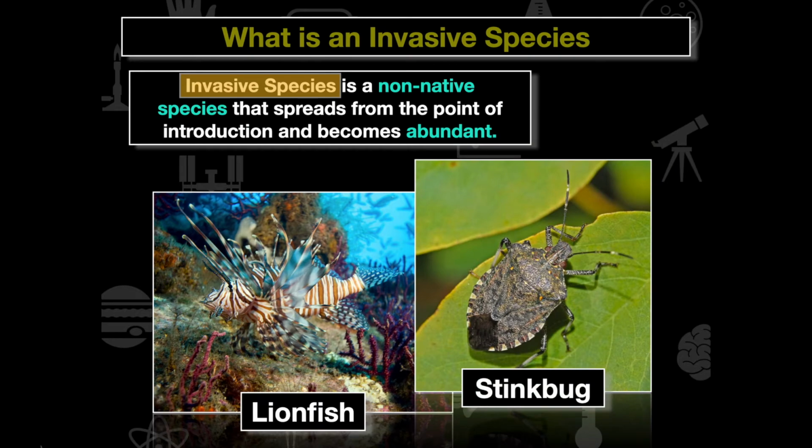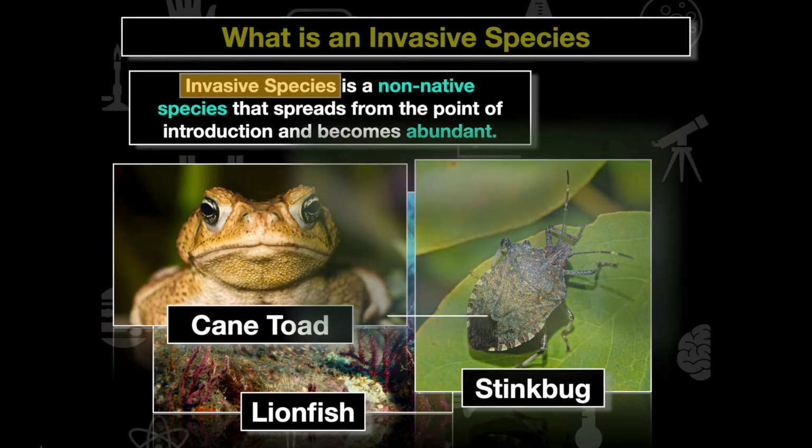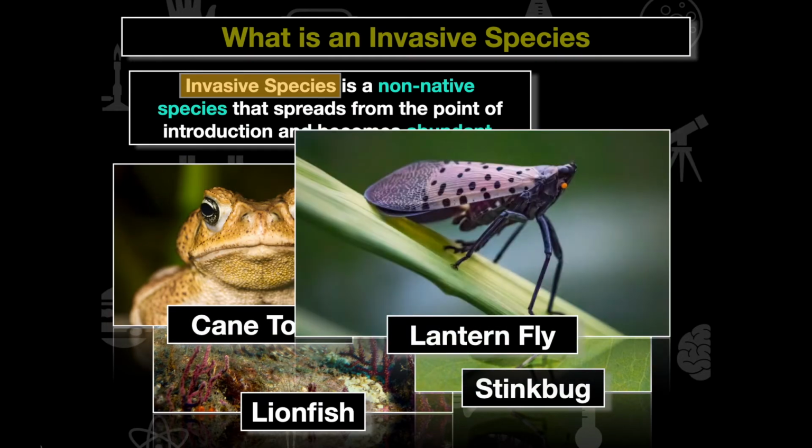The lionfish, the stink bug, the cane toad, and then we also now have the lanternfly. These are all invasive species that have impacts on the ecosystems. So it's important for us to study them and come up with tools and ways to control their populations.